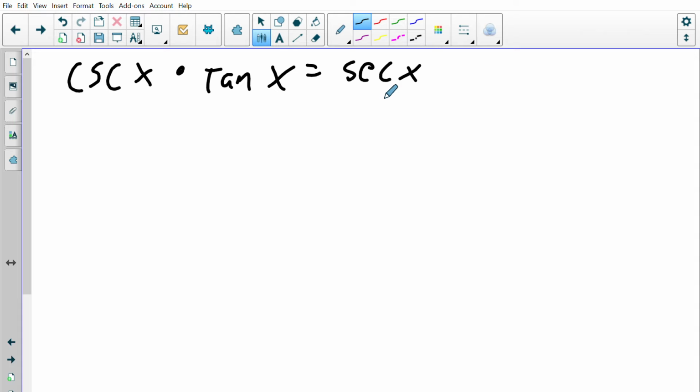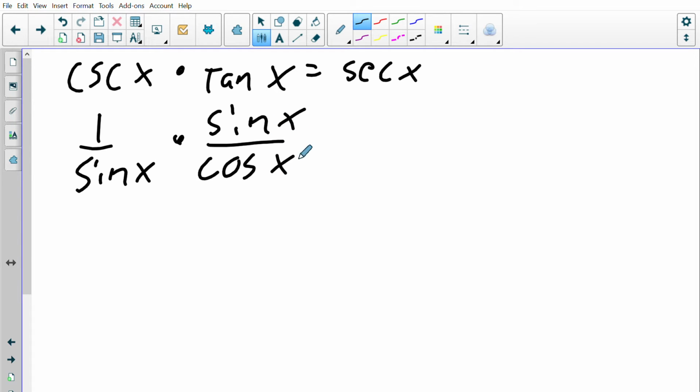So my secant squared, I'm going to change to 1 over sine x, and tangent is going to be sine x over cosine x, and then secant is 1 over cosine x. This way we're using common terms. Instead of 3 different terms, we're just using down to 2.